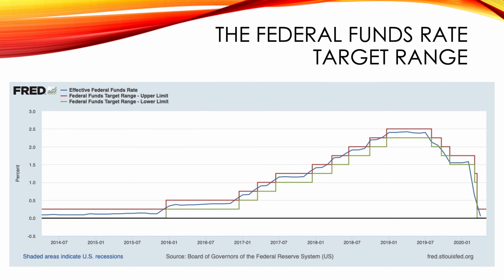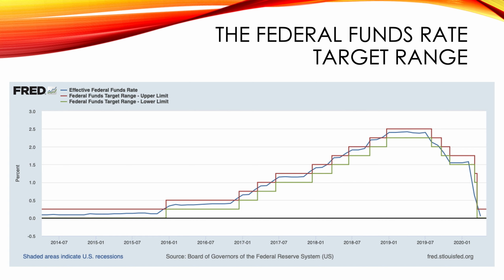Now, just one more thing about the federal funds target range. This is some data from 2014 onwards. The red line is the highest the Fed wants the federal funds rate to be. The green line is the lowest the Fed wants the federal funds rate to be. In other words, the space between these two lines is where they want the federal funds rate to be, and the blue line is the federal funds rate.